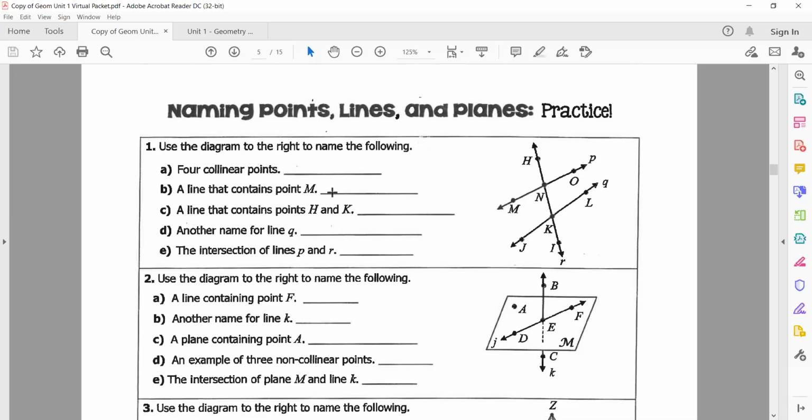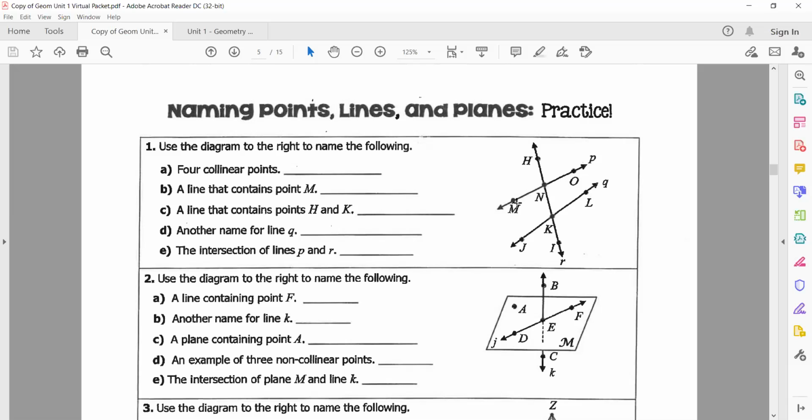A line that contains point M. M-N-O. Okay. What Audrey said was M-N-O. That is the line. Keep in mind here, and this is another one of these sort of geometry conventions, we only need 2 letters, 2 points to identify a line. M-O. So the tricky part for me as the teacher is there are a bunch of different correct answers for that problem.